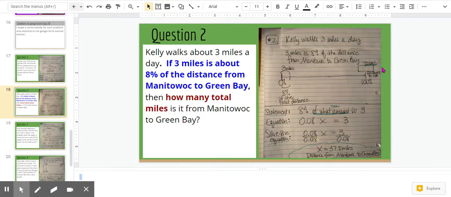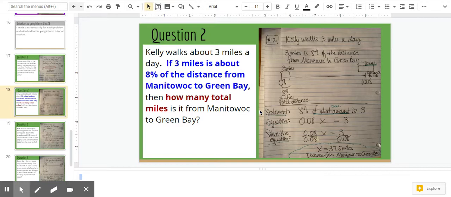The question is looking for the total, and that we don't know. So I left that as an open box above 100% because the total is going to represent that 100%. To solve a problem like this where you're looking for the total, it works really well to write a statement first. So 8% and 3 miles are related, and they're related through this total that we don't know. 8% of what amount, that'd be the total that we don't know, is 3.